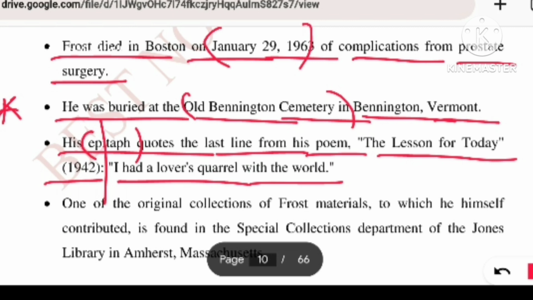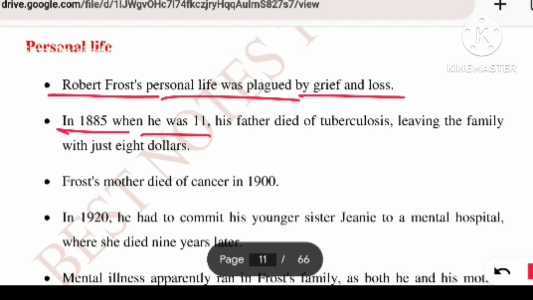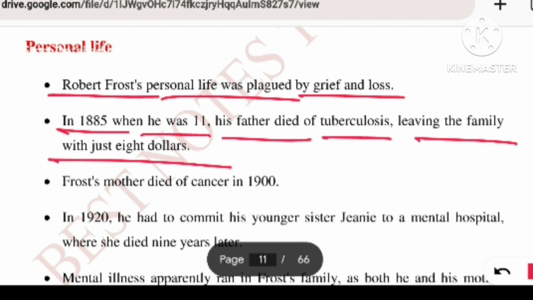Next, let us look into the personal life of Robert Frost as well. Frost's personal life was plagued with grief and loss. His childhood and adulthood were not at all easy as they seem to be. In 1885, when he was 11, his father died of tuberculosis, leaving the family with just $8. At the age of 11, his father died, and now the responsibility was on his mother and Frost.